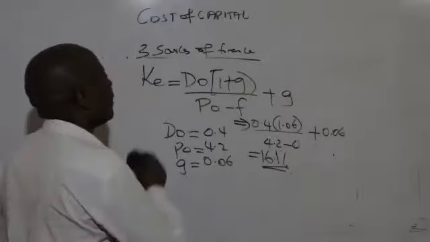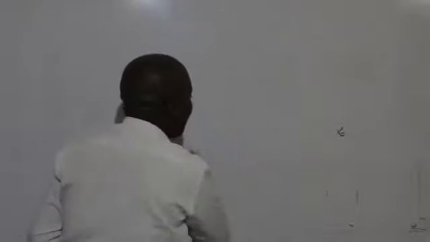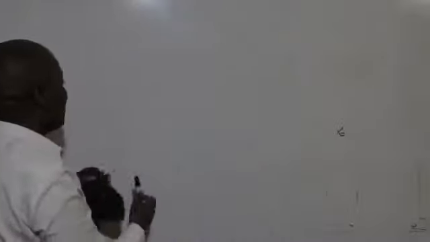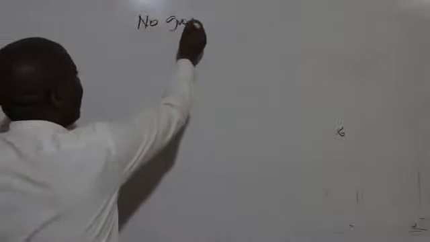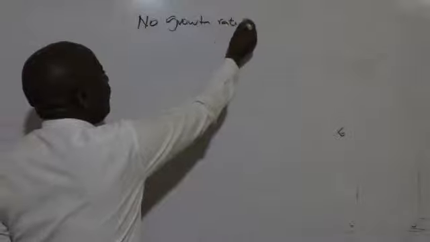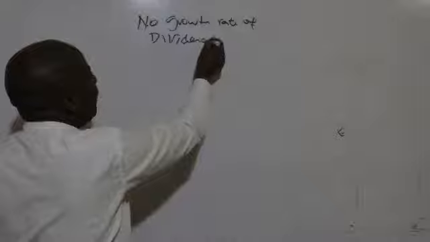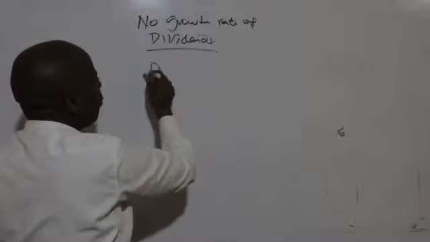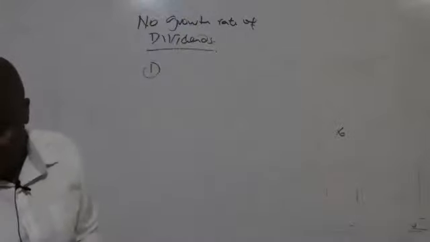In most cases, if you look at your past papers, the growth rate is never given. So if the growth rate of dividends is not given, there are 2 ways that we could use to get this growth rate.